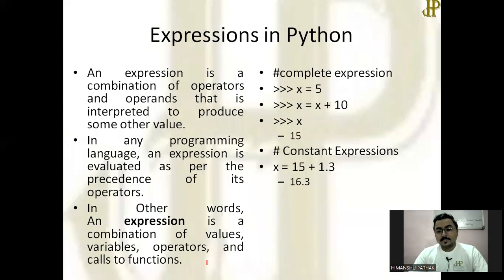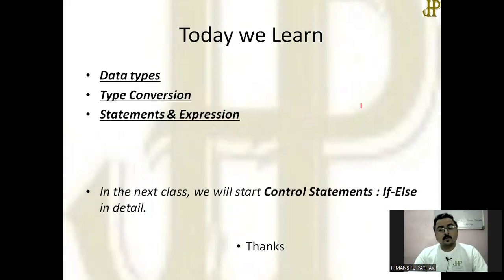Now, what is an expression? Expression, as you all know, is the combination of operators and operands. So here you can see x is equal to x plus 10. These expressions are computed based on operator precedence and associativity, which I already discussed in the previous lecture on operators in Python.